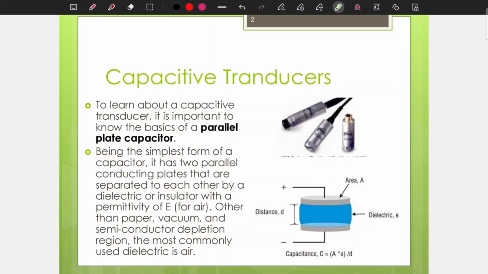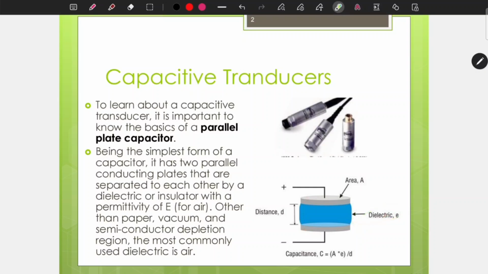To learn more about a capacitive transducer, we first need to know about the basics of a parallel plate capacitor. So what is that? It is the simplest form of a capacitor. It has two parallel conducting plates that are separated from each other by a dielectric or insulator with a permittivity of E. As you can see in this diagram, this is plate 1, this is plate 2, and in the middle is the dielectric separating them.